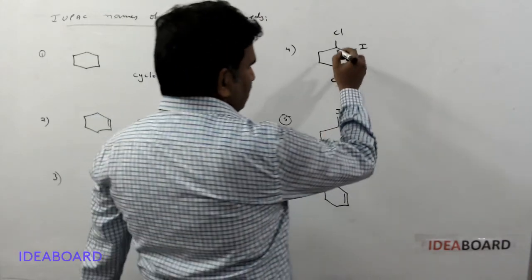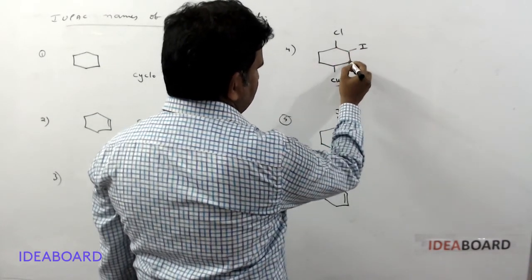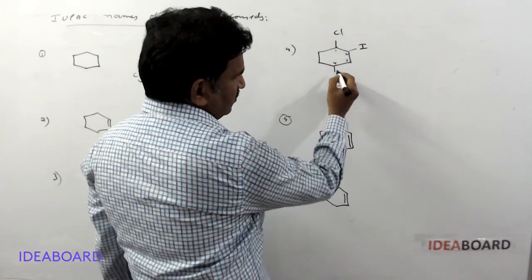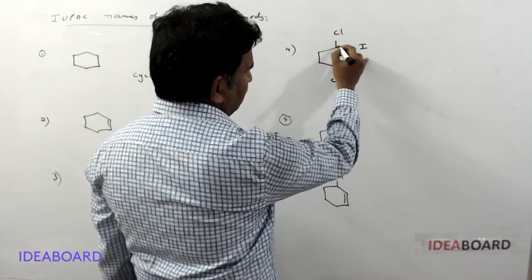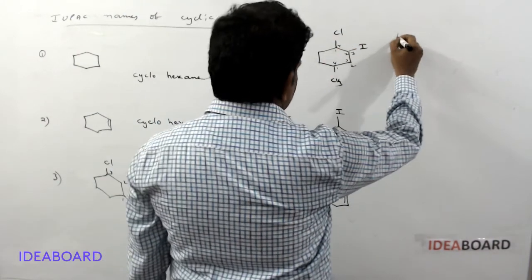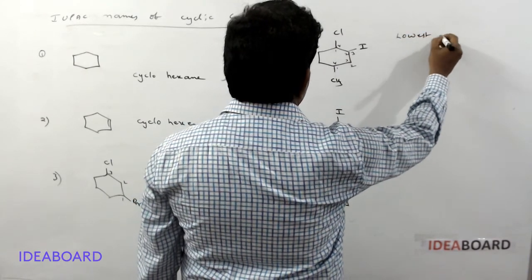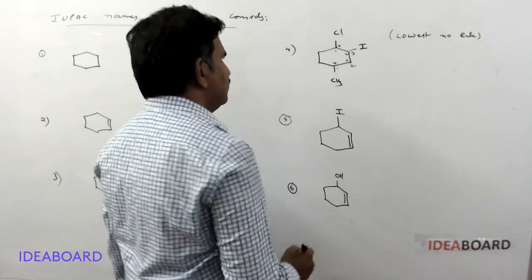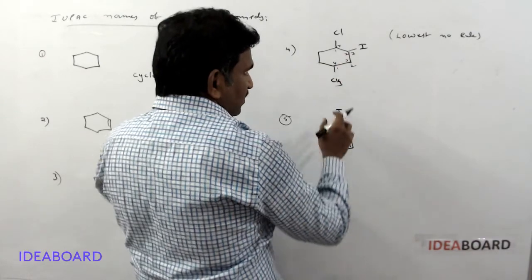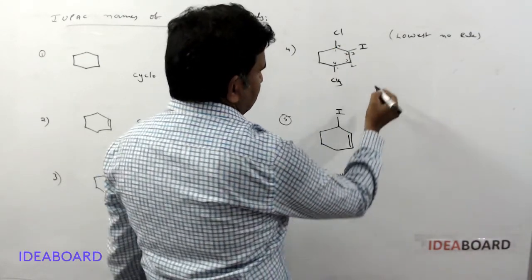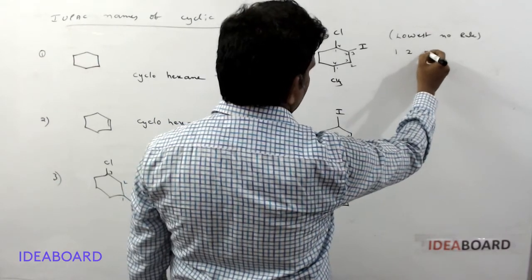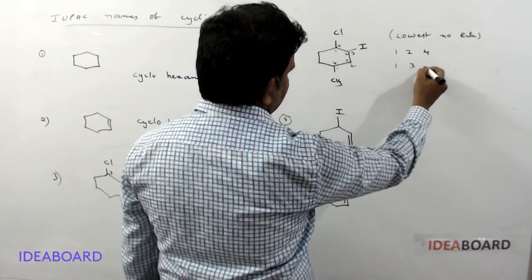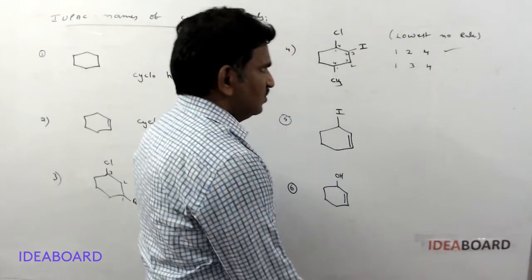And next, these are at 3 different positions. From this side, if you start, it is 1, 2, 3, 4. So in this, you always follow the lowest number rule. Okay. So this is 1, 2, 4. This is only correct. Otherwise, in the anti-clockwise direction, you are getting 1, 3, 4. So 1, 2, 4 is correct.